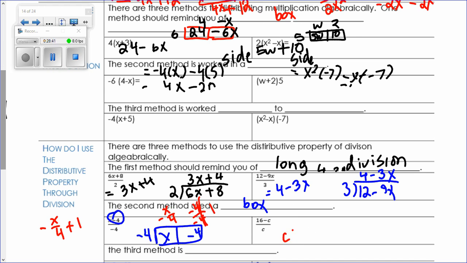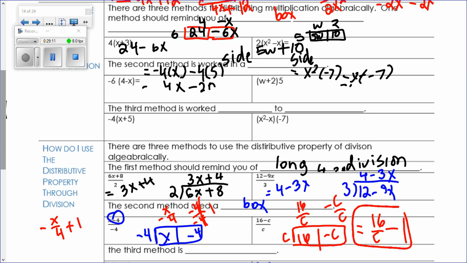On the other hand, I have 16 minus c over c. So c, put it in my box. We're using the box method. 16 and negative c. I got ahead of myself. 16 divided by c is part of my answer. And then negative c divided by c. So I can't simplify 16 over c anymore. It's just going to be 16 over c minus c divided by c is 1. Here's my final answer.